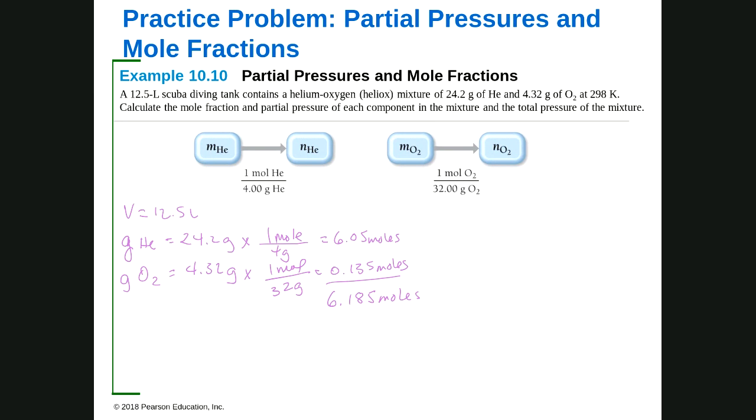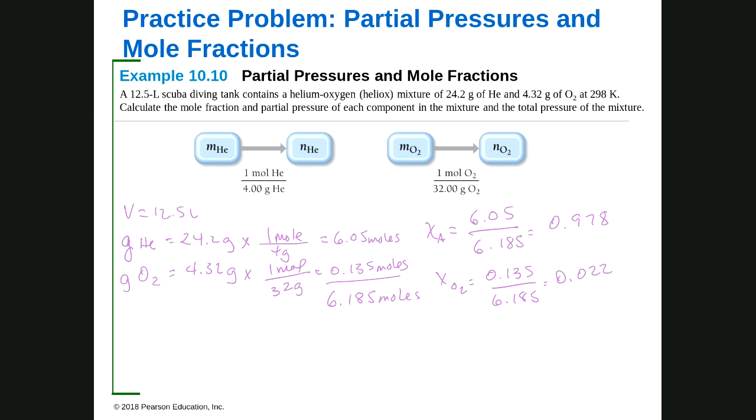Now it wants the mole fraction of each one of these, right? So the mole fraction of helium is going to be 6.05 divided by the total moles, which is 6.185, because that's what the mole fraction is, right? So that's 0.978. And then the mole fraction of O2 is going to be 0.135 divided by the 6.185. And that's going to be 0.022. And it doesn't have any units because it was moles over moles.